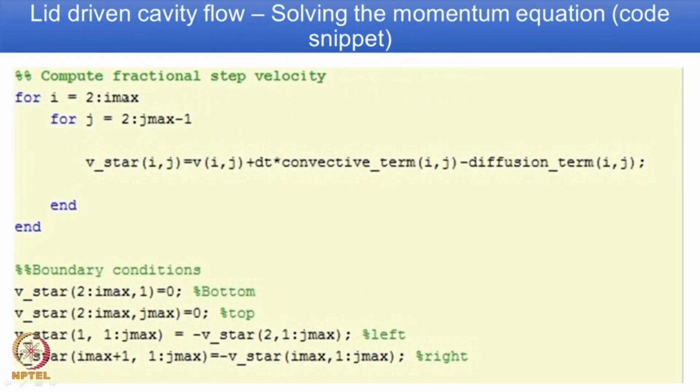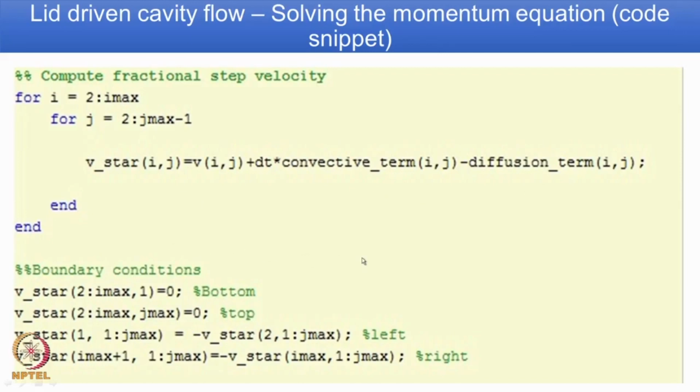So, compute the fractional step velocity V star for i from 2 to i max and for j from 2 to j max minus 1. V star is equal to V(i, j) plus dt multiplying (minus convection term plus diffusion term), at time level n.